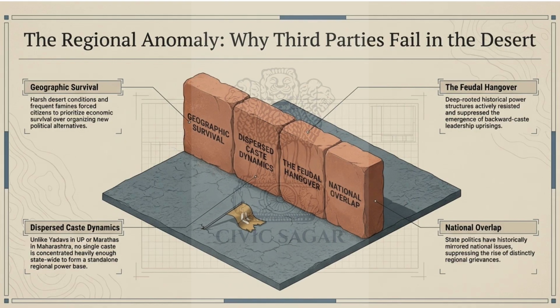Why haven't regional or third parties taken root here as they have in other Indian states? Four distinct barriers hold the answer: geographic survival. Extreme desert conditions and historical famines forced populations to focus on economic survival over building regional political alternatives. Dispersed caste dynamics. Unlike the concentrated caste blocks seen in UP or Maharashtra, Rajasthan's major social groups are geographically spread out, preventing single caste regional powerhouses. The feudal hangover, deep-seated historical power structures historically contained and absorbed backward caste political uprisings. National overlap. Local voter sentiment frequently aligns with national political narratives rather than purely local grievance movements.